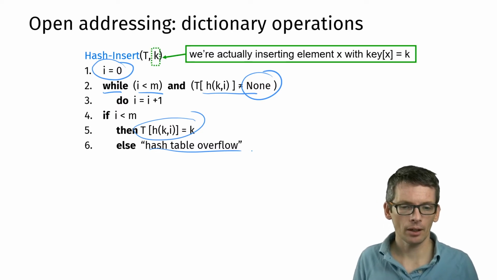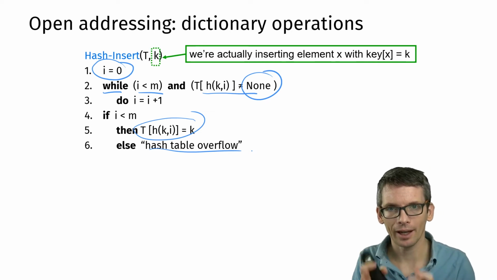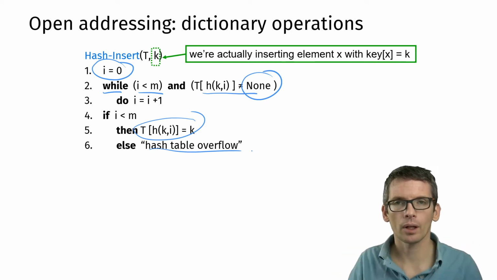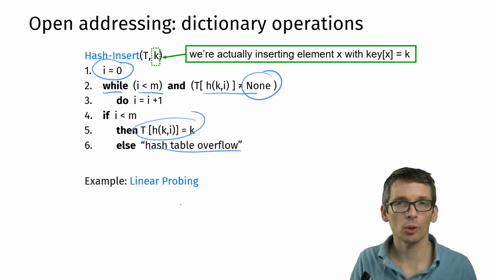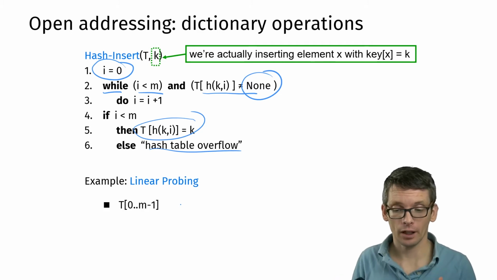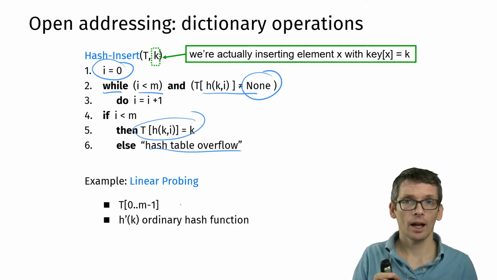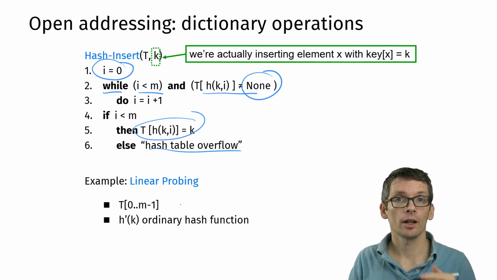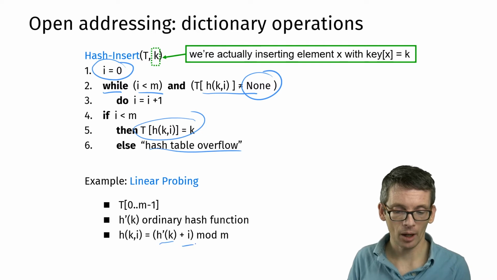Keep in mind, we're actually inserting an element x with a key k, but here we always simply think of the keys. Now let's do this by the example of linear probing, and linear probing is simply the hash function that I already showed you. So we have a table of size m, we have an ordinary hash function h prime of k, and now we're going to do h prime of k plus i.